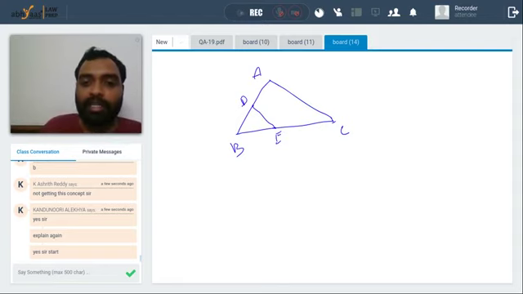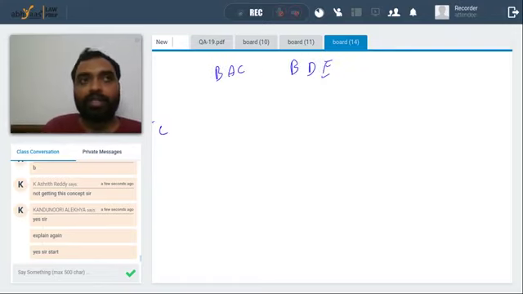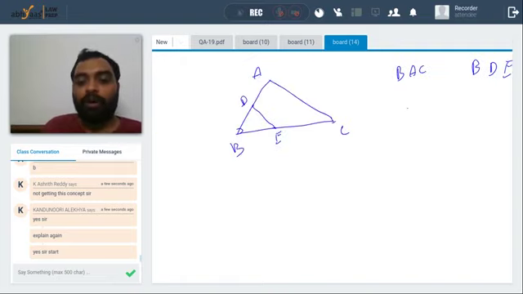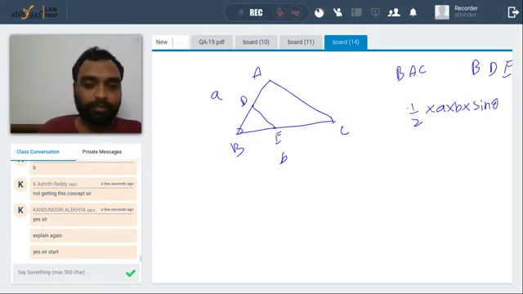There are two triangles if you observe. One triangle is BAC. The next triangle is BDE. These are the two triangles. Isn't it clear? Common between them is angle B. According to the formula, we know that if this complete length is A and this complete length is B, knowing two lengths is enough. So the area will be half A into B into sine theta. That is what we have noted.